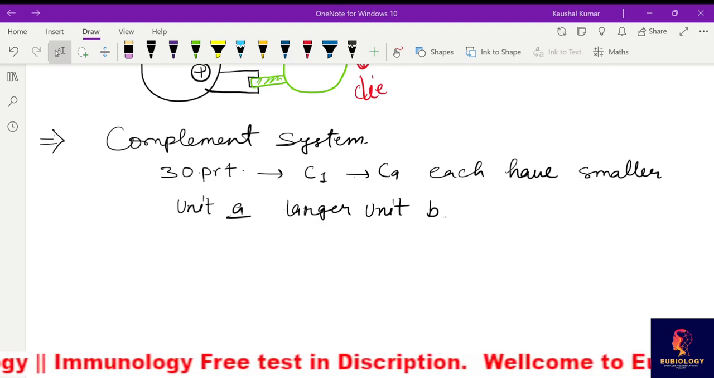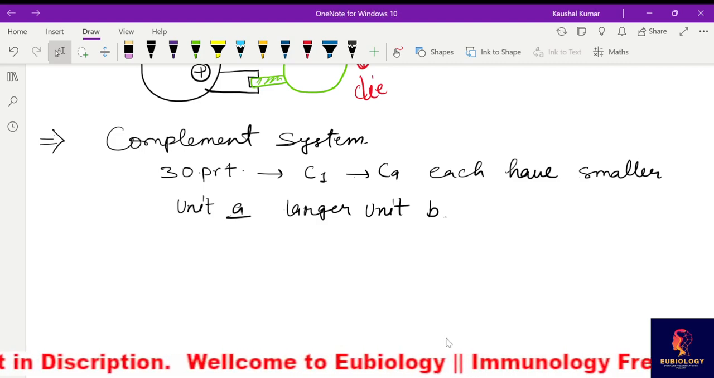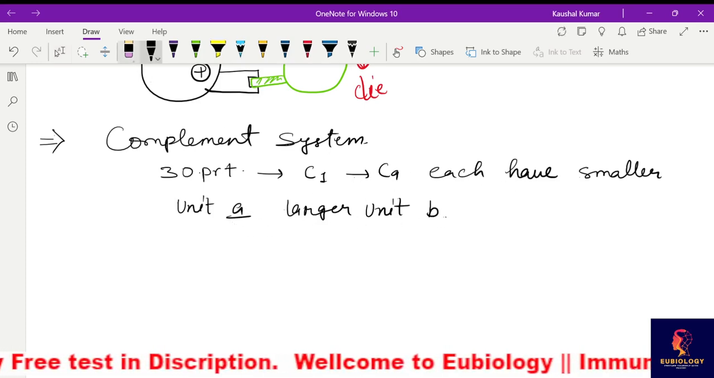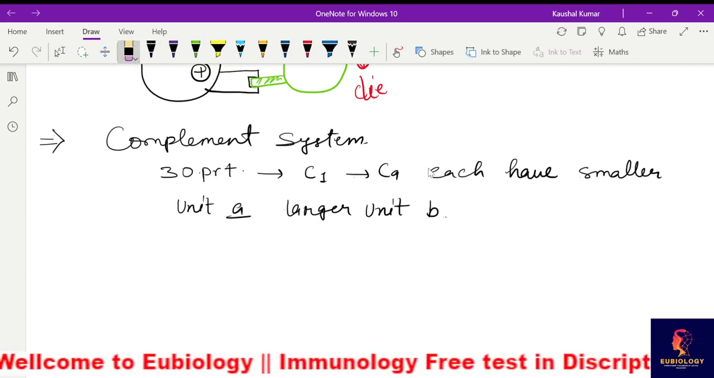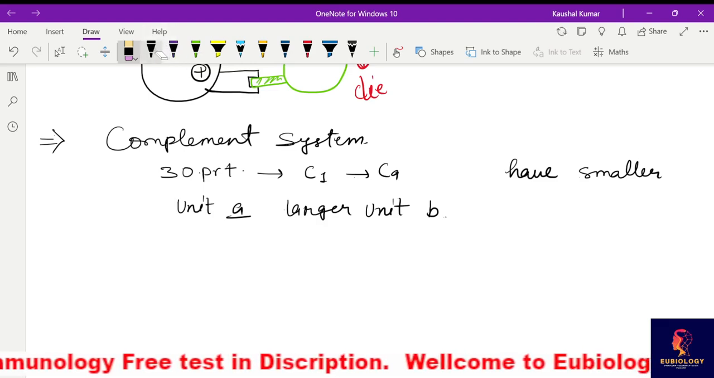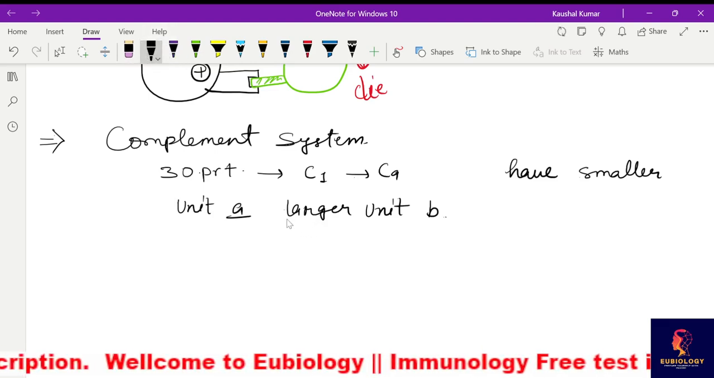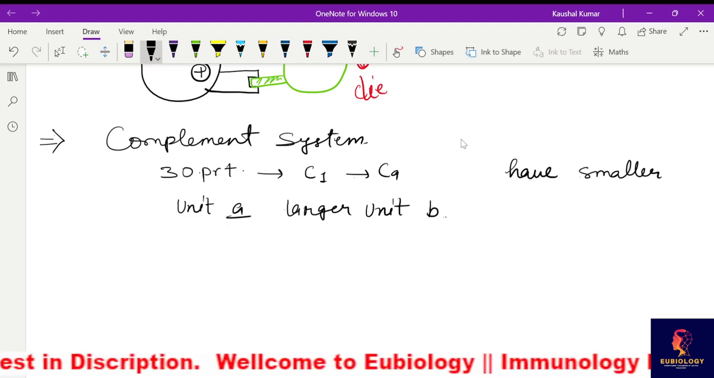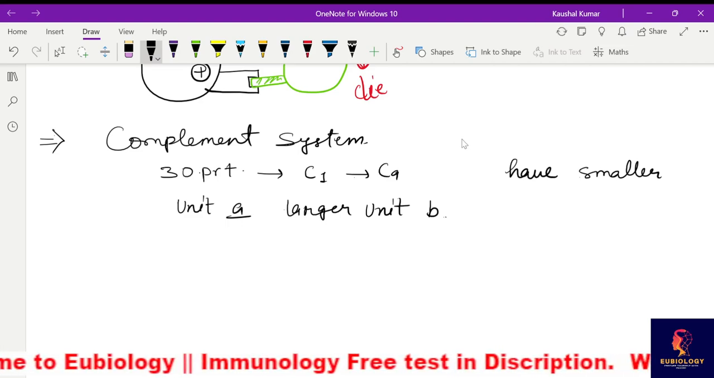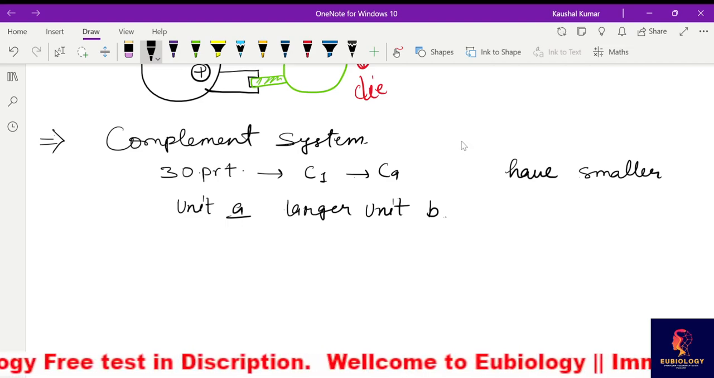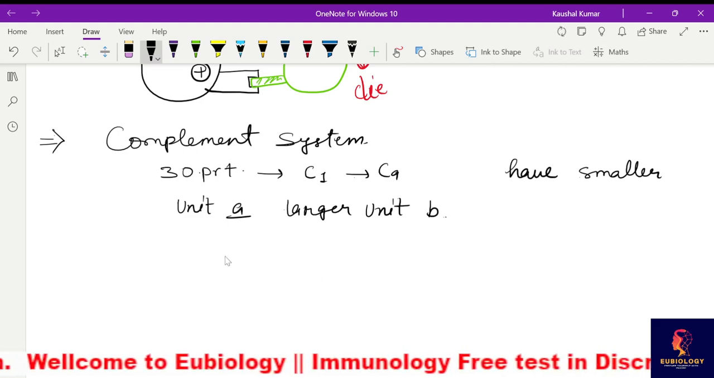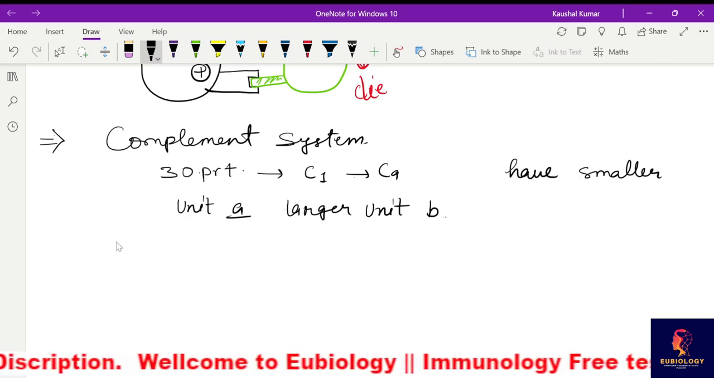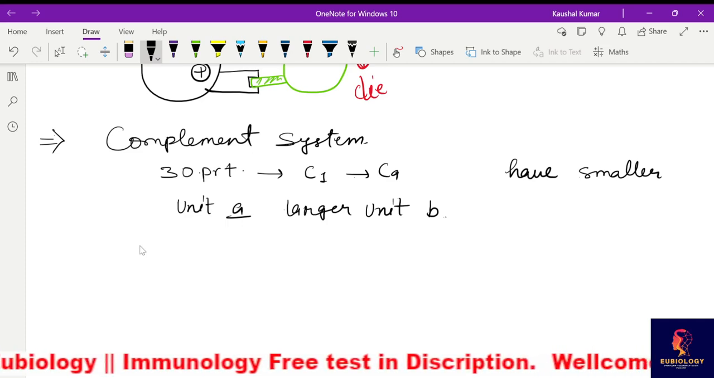I hope you understood till here. So the complement system has around 30 proteins, like C1 to C9, and they have A and B units. You cannot say directly that each one has them, but some proteins have a smaller and larger unit, like C6A, C6B, C7A. The smaller unit is A and the larger unit is B. There is one exception for that.